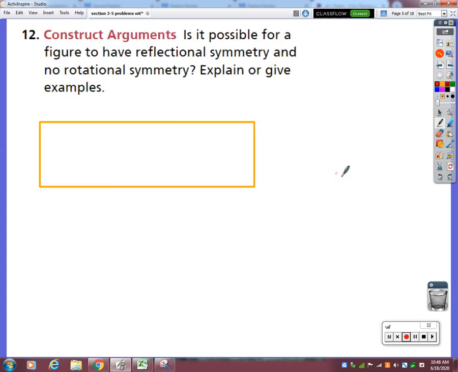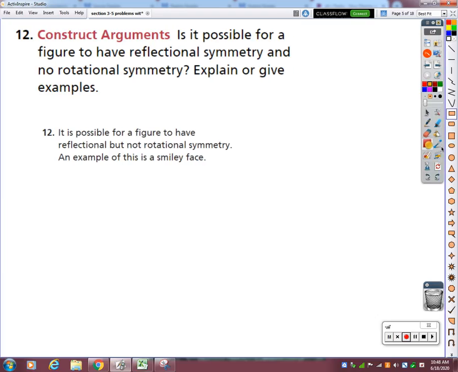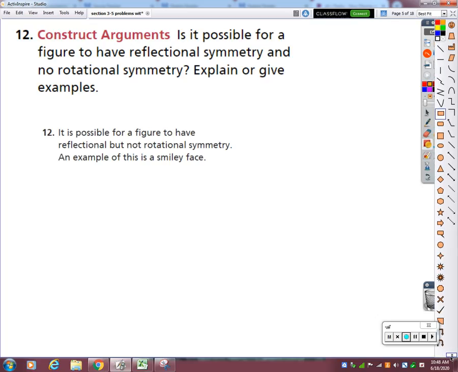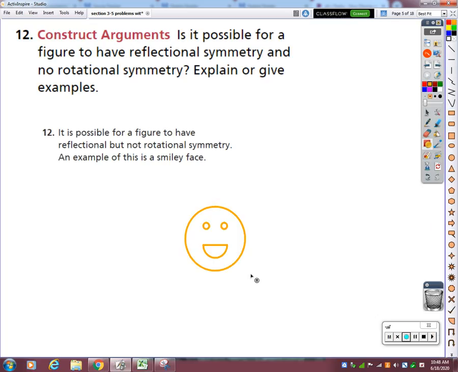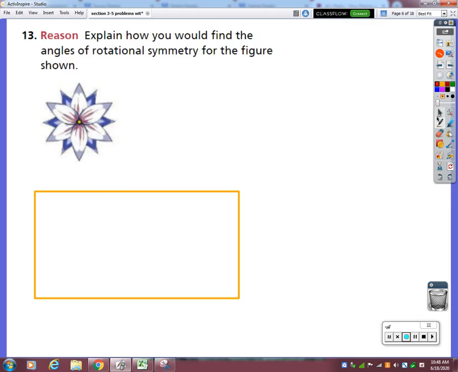Okay. Is it possible for a figure to have reflectional symmetry and no rotational symmetry? Oh, yes, and we did one of those yesterday. We did a smiley face. Yeah, I had a smiley face. So this freaky looking smiley face has a line of symmetry right down the middle. But you'd have to rotate it 360 degrees for it to be back onto itself.